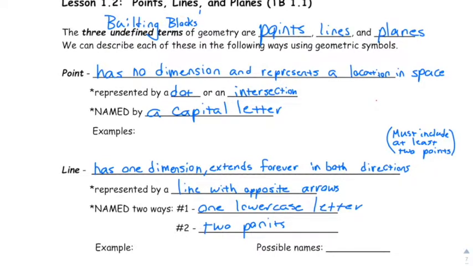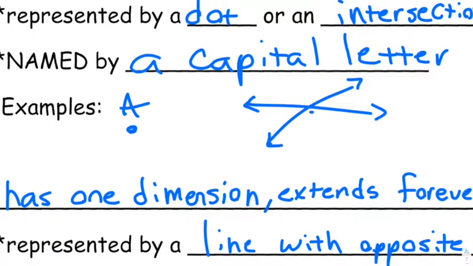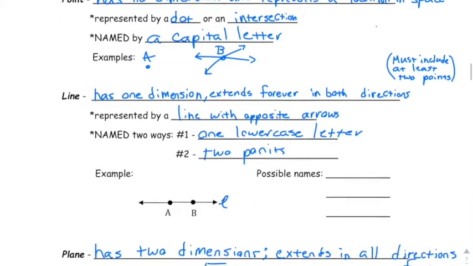Sometimes we'll name it by a capital letter. So for some examples, you would see just a point, and you could say point A right there. Eventually we're going to talk about lines, something kind of like this here, and you could say, okay, that's point B right there. So those are just two examples.